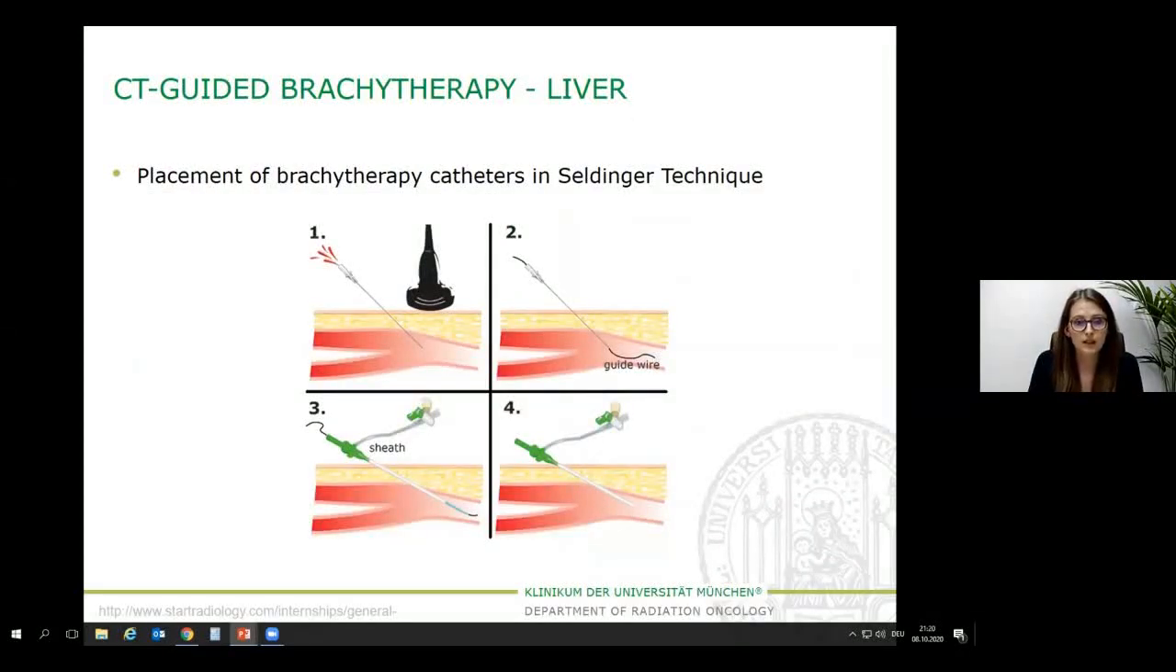We use a Seldinger technique, which means that first a needle is put into the tumor, and then we put a guide wire inside the needle. We remove the needle, and then this angiography sheath is placed. And if the angiography sheath is in place, then we remove the guide wire and put in our brachytherapy catheter.